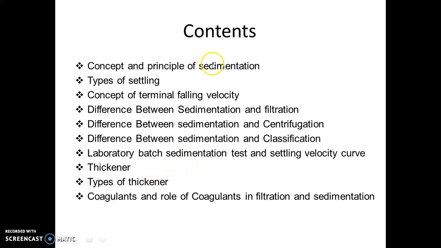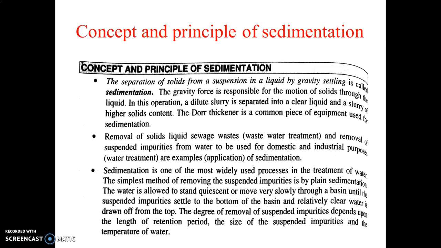and the equipment that is used for sedimentation is the thickener. So that thickener also we will discuss. Then there are different types of thickeners, and coagulants and the role of coagulants in filtration and sedimentation. We will discuss these at the end of this unit. So let us start the subject unit.